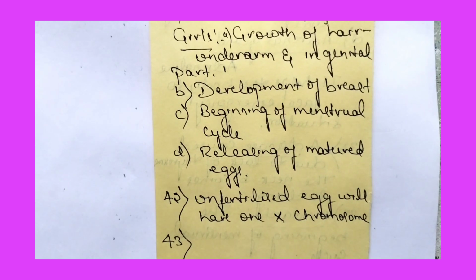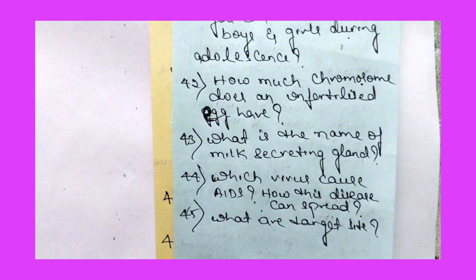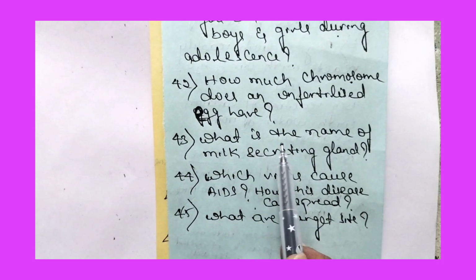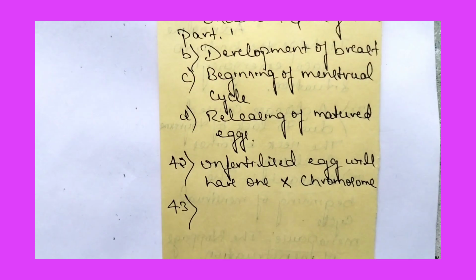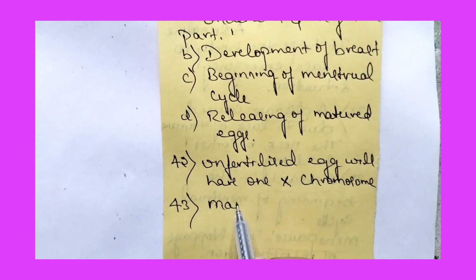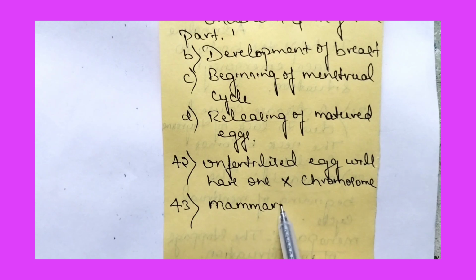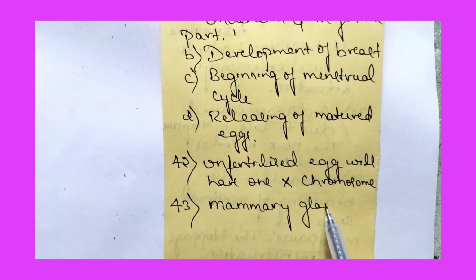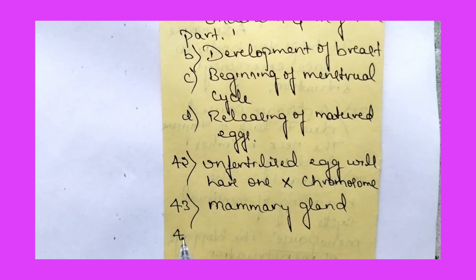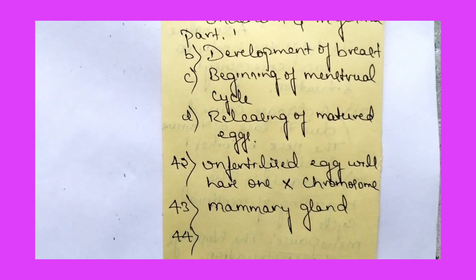Now let us move to the 43rd question. What is the name of a milk secreting gland? The gland that secretes milk is called the mammary gland.